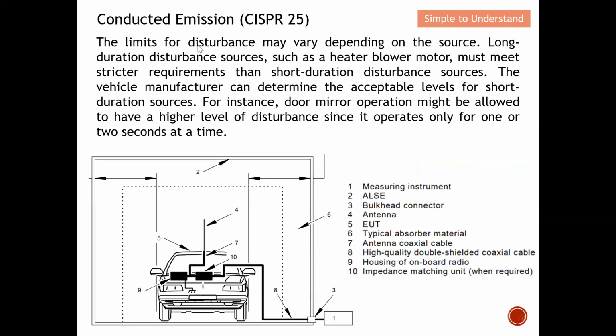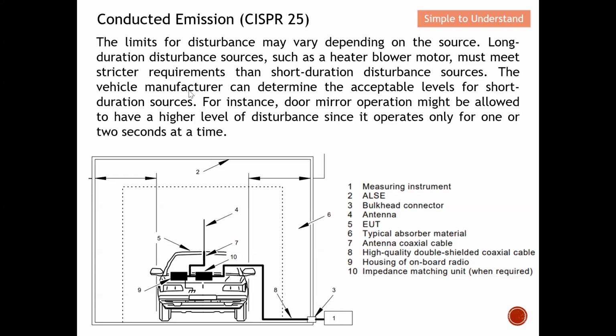The limit for disturbance may vary, actually it depends on the source. A long duration disturbance source, such as a heater blower motor, must meet stricter requirements than a short duration disturbance source. For example, in a vehicle you turn on a heater blower motor or aircon, then they need stricter limits, because most of the time this blower will be on, rather than a short duration source. Let's take a look at the next slide to understand better.